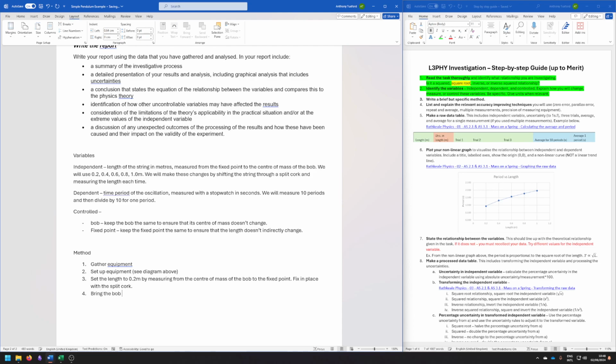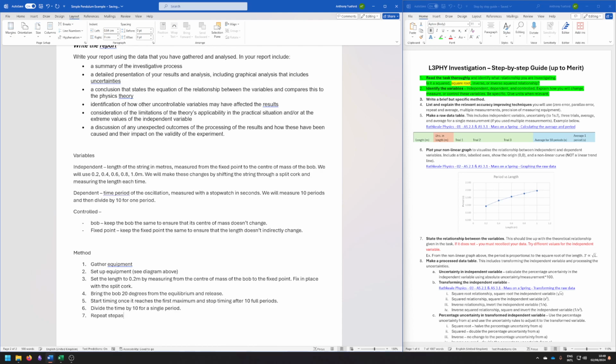Bring the bob, let's say 20 degrees from equilibrium, and release. Start timing once it reaches the first maximum, and stop timing after 10 full periods. Divide the time by 10 for a single period.